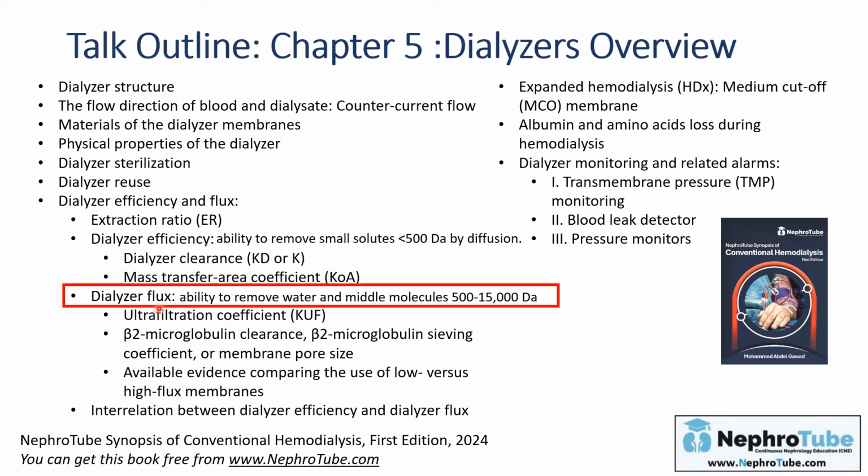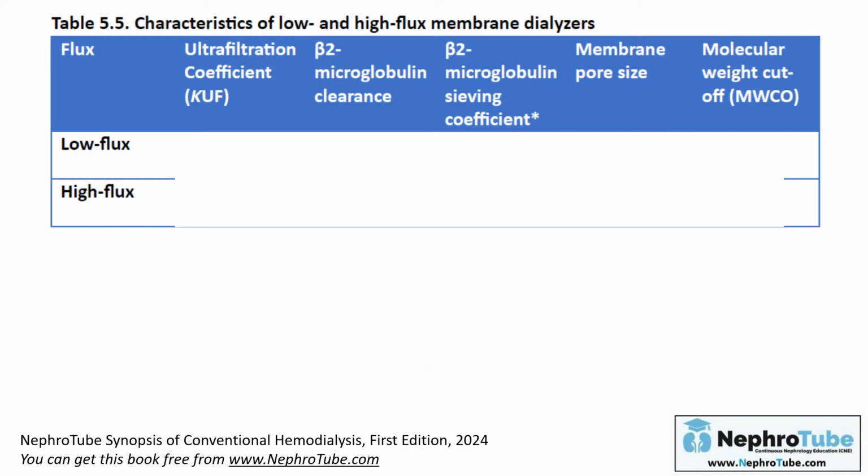So now again we are talking about dialyzer flux. We mentioned first we can assess the dialyzer flux by using the ultrafiltration coefficient. The next point to assess the dialyzer flux is by using the beta-2 microglobulin clearance, pore size, and sieving coefficient. Let's see the numbers. We will compare now between low flux and high flux in different points.